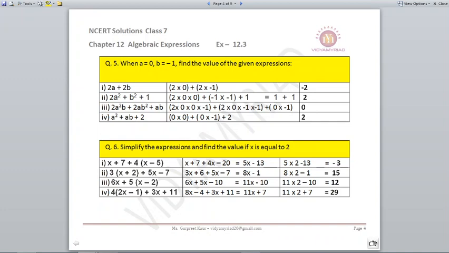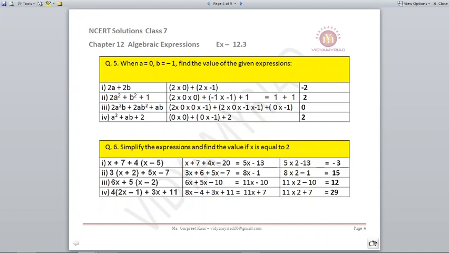Now, 3 into x plus 2. So, 3 into x is 3x. 3 into 2 is 6. So, 3x plus 6 plus 5x minus 7. Now, what am I doing? I will collect the like terms. Remember, add x terms together and numbers together. Okay, don't get confused. Now, what is 3x plus 5x? 8x. 6 minus 7 is minus 1. So 8 into 2 minus 1 gives you 15 as your answer.